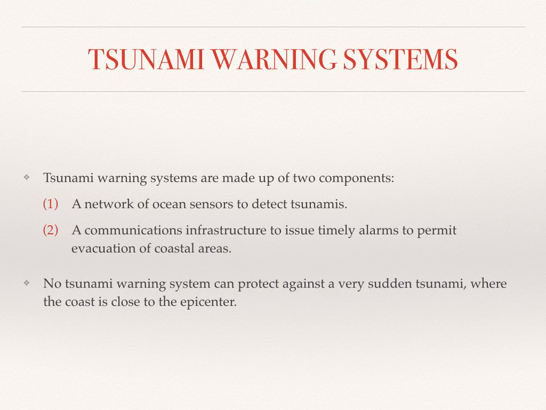Tsunami warning systems. Tsunami warning systems are made up of two components: a network of sensors in the ocean to detect tsunamis, and then a communications infrastructure that will issue timely warnings or alarms to people on the land so that they can evacuate the coastal area. Of course, no tsunami warning system can protect against a very sudden tsunami, one where the coast is very close to the epicenter of the quake.